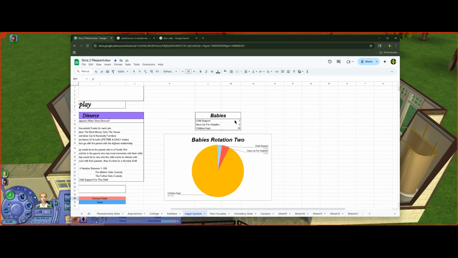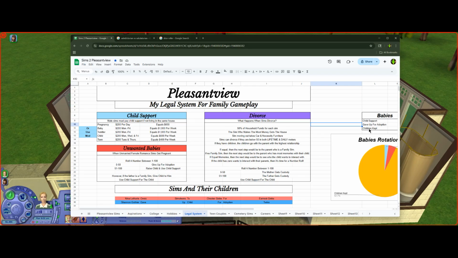But if we come over here, I have a little chart here that shows the percentage of my children in Pleasantview as of rotation 2 right now. So I have 1 child on child support. I have 2 children about to be given up for adoption, which is the twins, and then I have 38 children who were kept by their families. So 92.7% of children in Pleasantview are kept by their families, and 4.9 and 2.4 are not really kept by their families. But yeah, I thought that was pretty interesting to see the percentage of that.